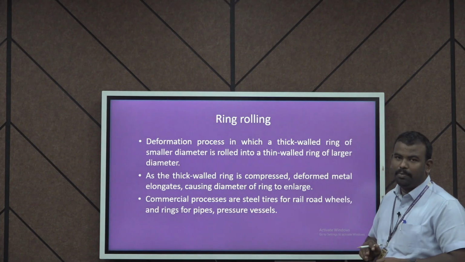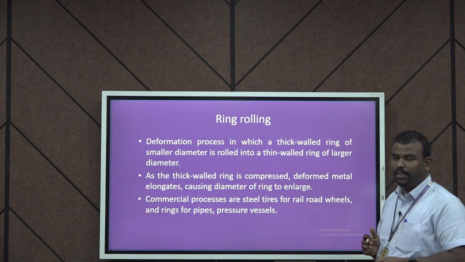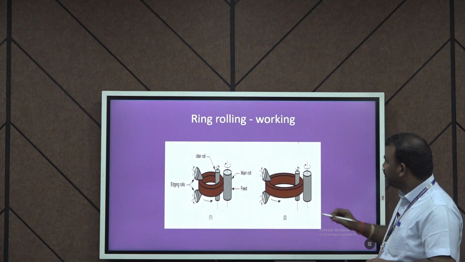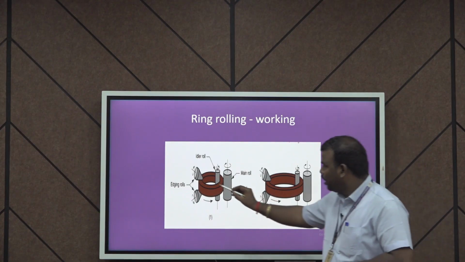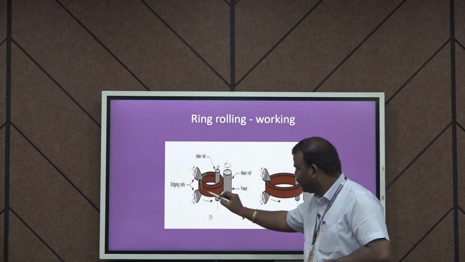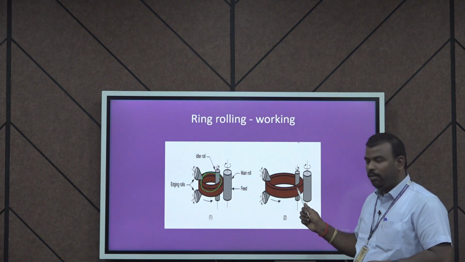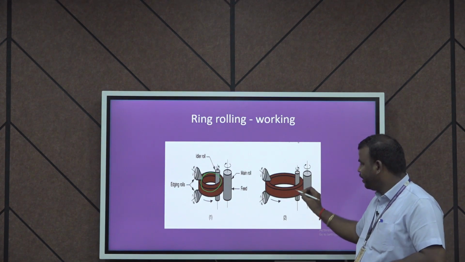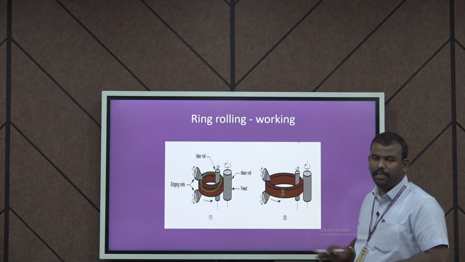The second process is ring rolling. It also comes under the category of shape rolling. This is the schematic diagrammatic representation for ring rolling. This is the component. The outcome of ring rolling is that the diameter is elongated and the thickness is reduced by using the ring rolling process.